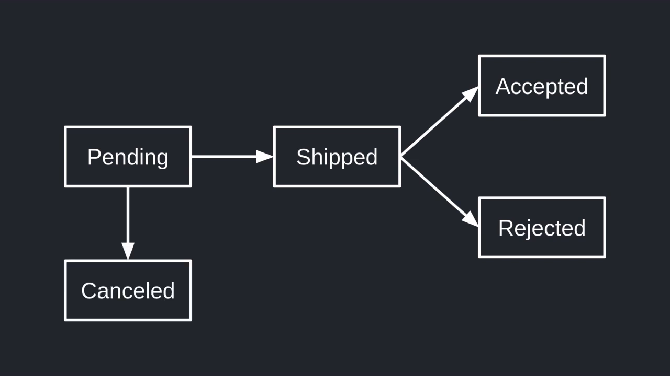And the customer can cancel an order while the status of the order is still pending. And they shouldn't be able to cancel their order once the order is shipped. We can model this state transition using a data type called enum.